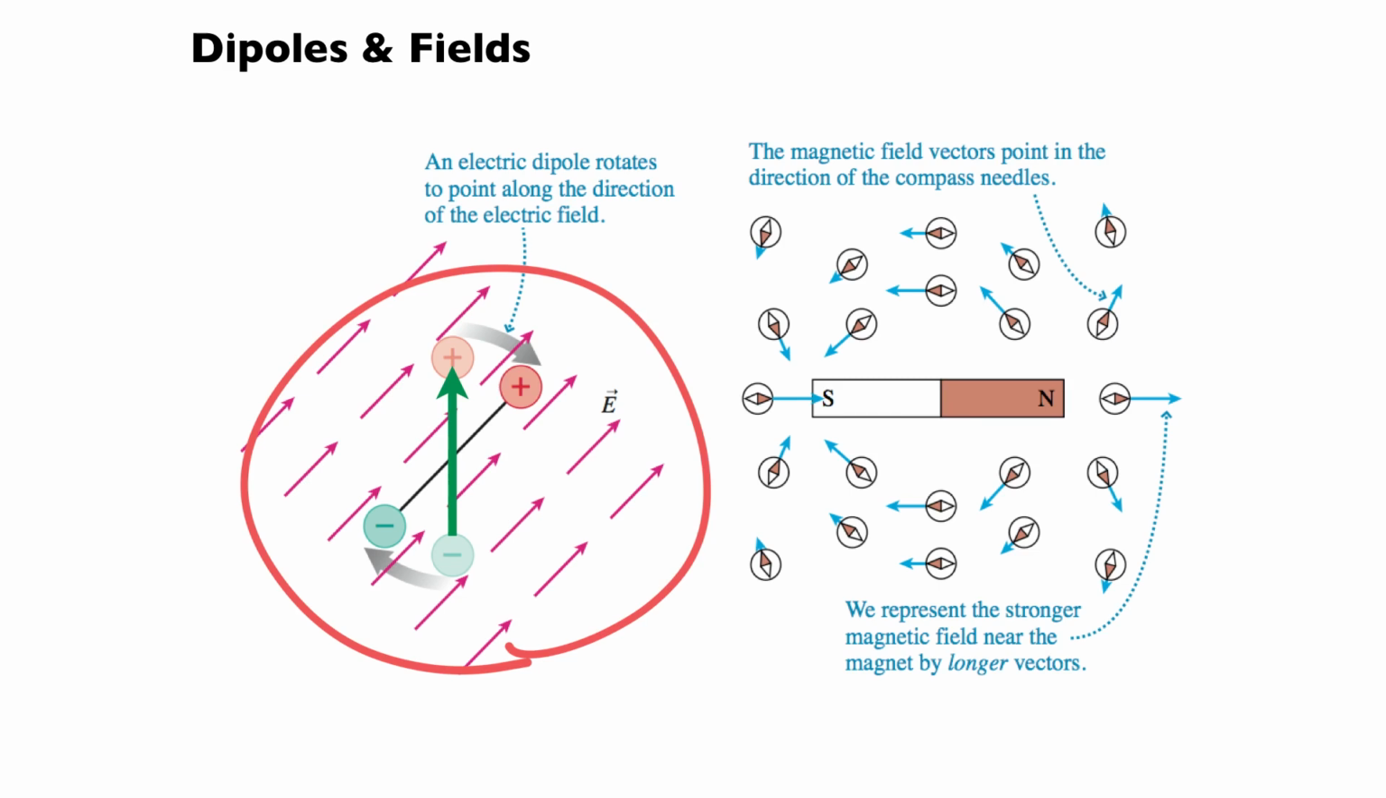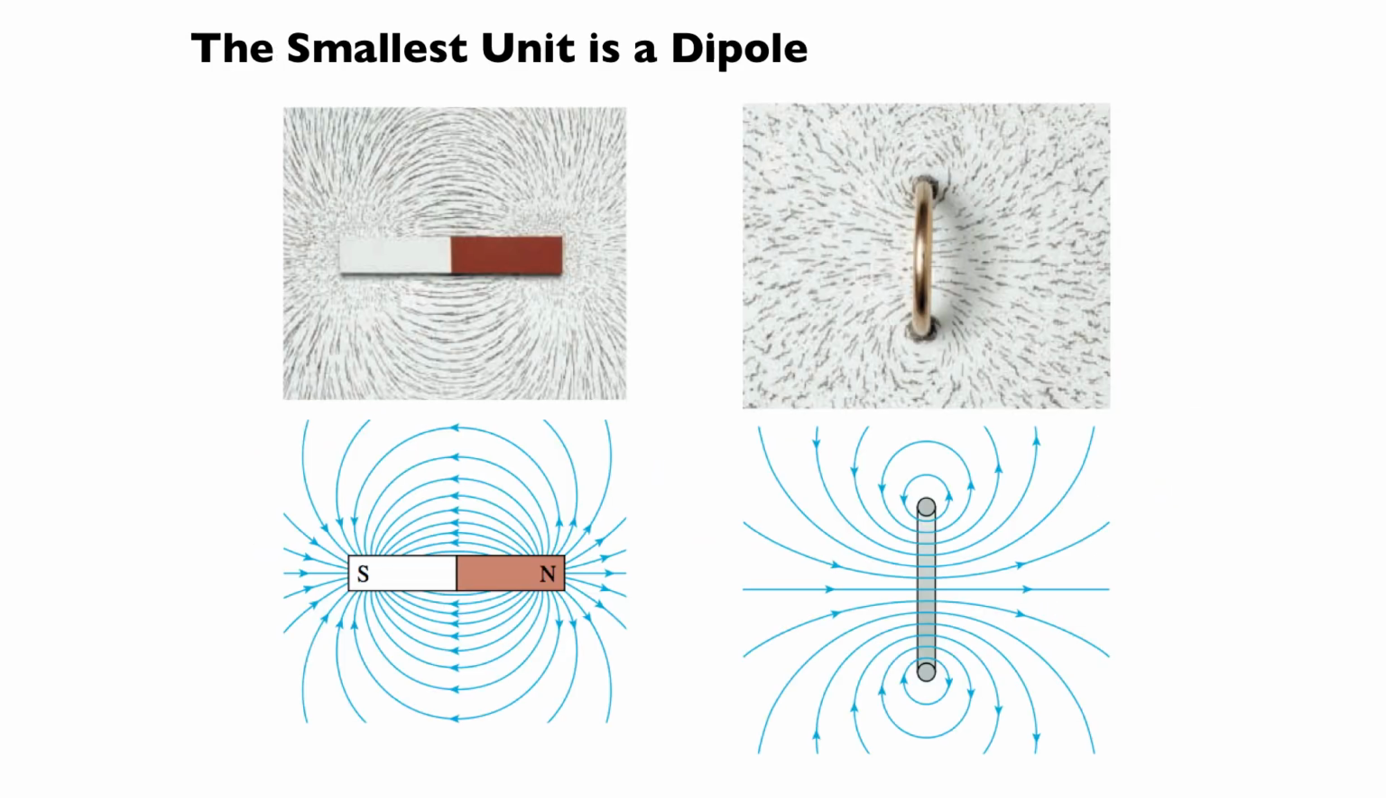And the same is true of magnetic dipoles. And it turns out the basic unit of magnetism is a dipole. We can think of the basic unit of magnetism as basically a compass. And a compass will rotate to line itself up with the prevailing magnetic field at any particular location.